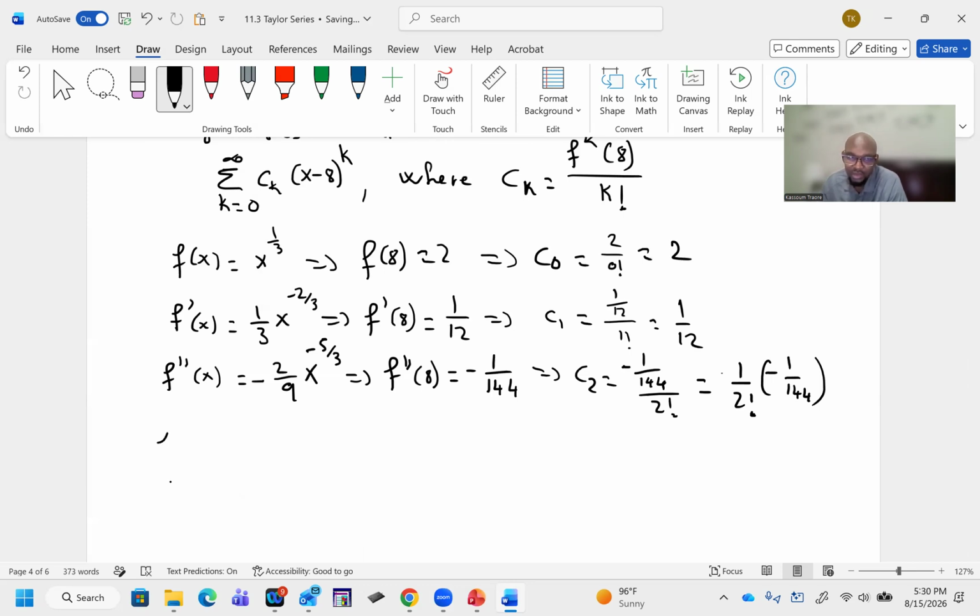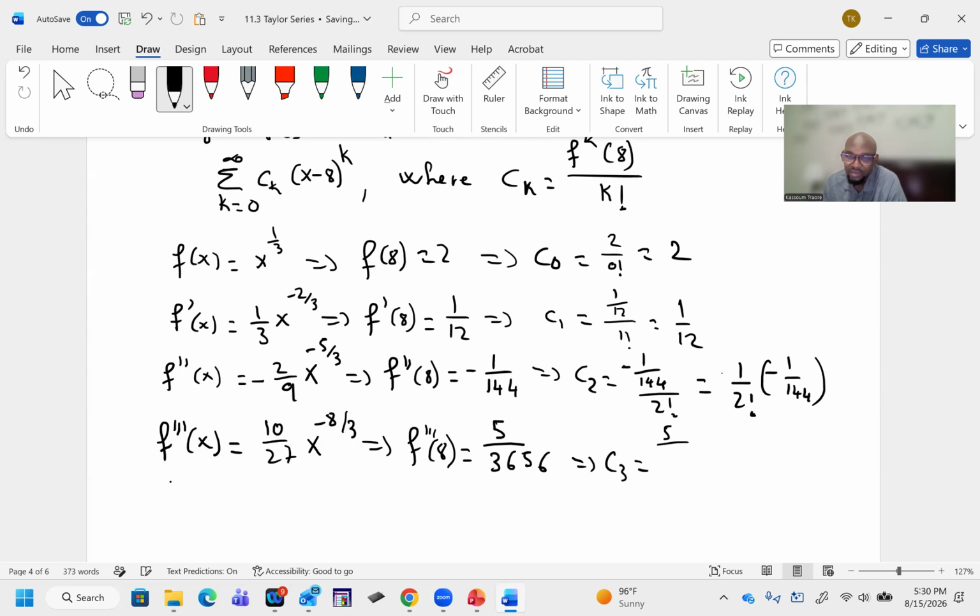And then I will do the third one so you can see the pattern. The third derivative of f of x will be 10 over 27 times x to the power of negative 8/3, which means the third derivative of f at 8 will be 5 over 3456. So my c3 will be equal to 5 over 3456 divided by 3 factorial, which is 1 over 3 factorial times 5 over 3456, right?